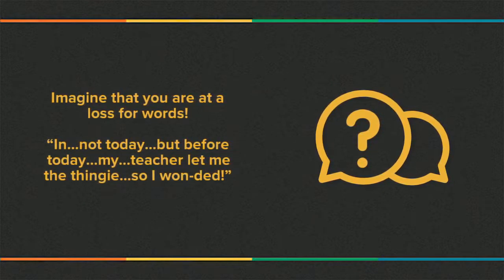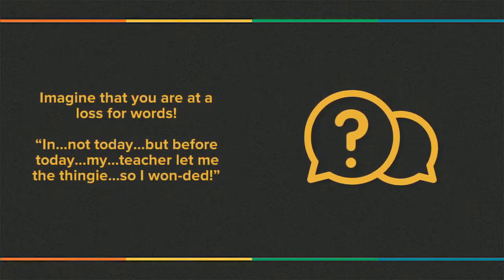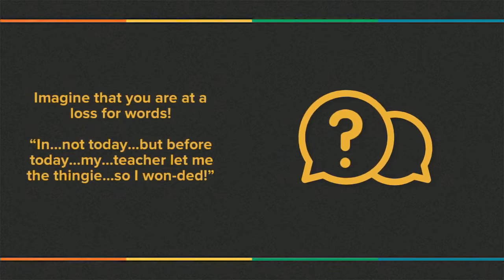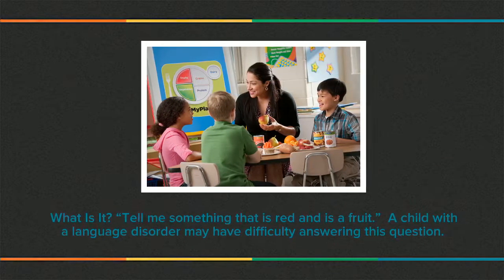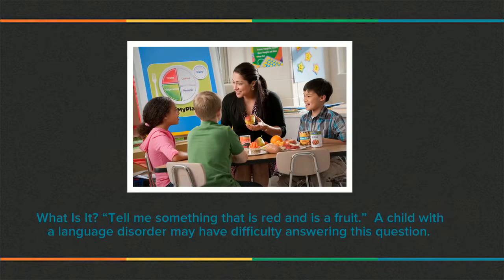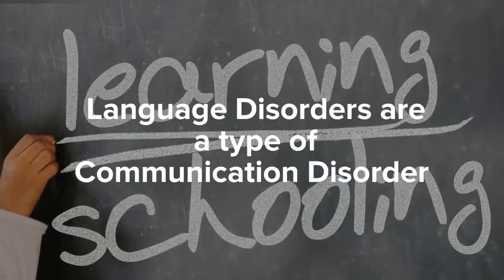Imagine being at a loss for words. A language disorder is an impairment that makes it hard for someone to find the right words and to form clear sentences when speaking. Now imagine being unable to follow a simple set of instructions or struggling with putting thoughts into words, or both. A language disorder is a type of communication disorder.